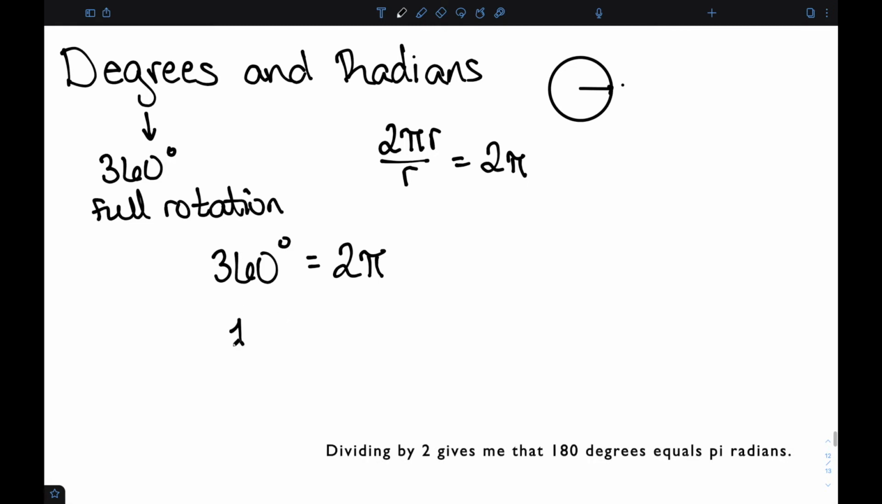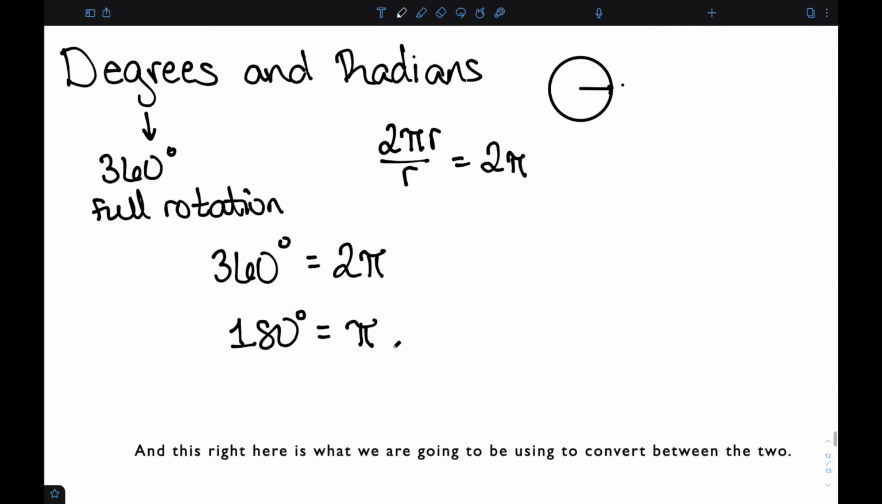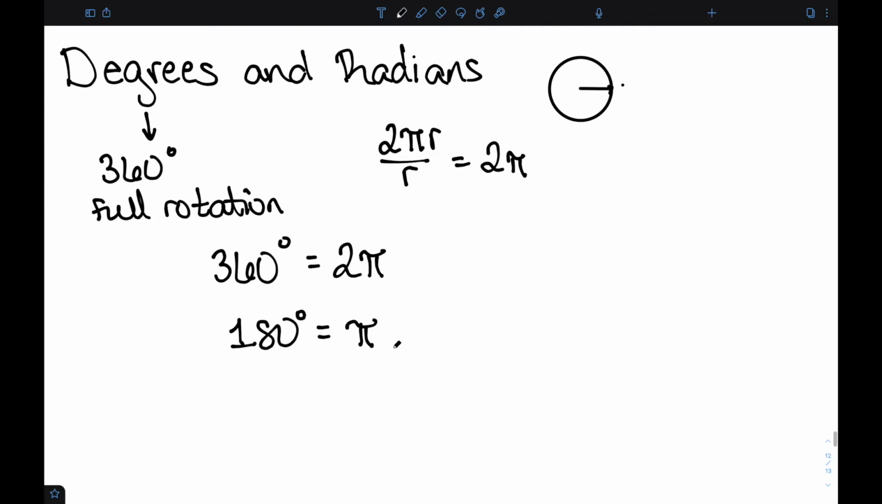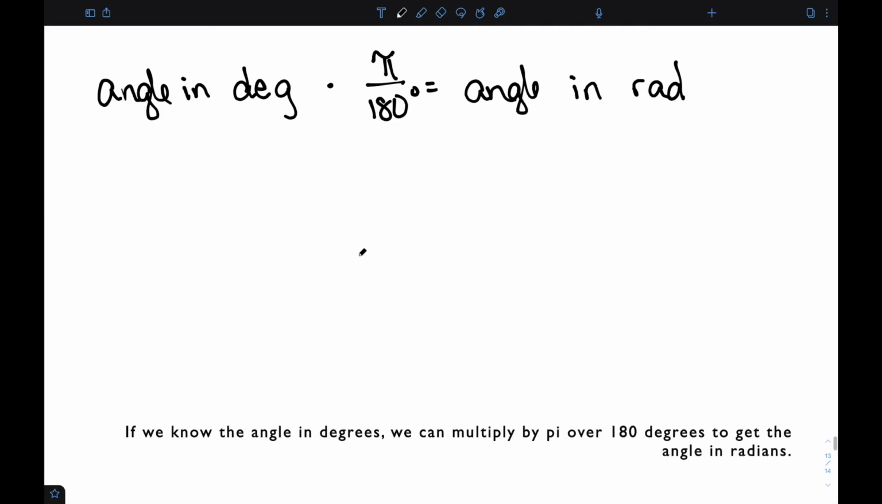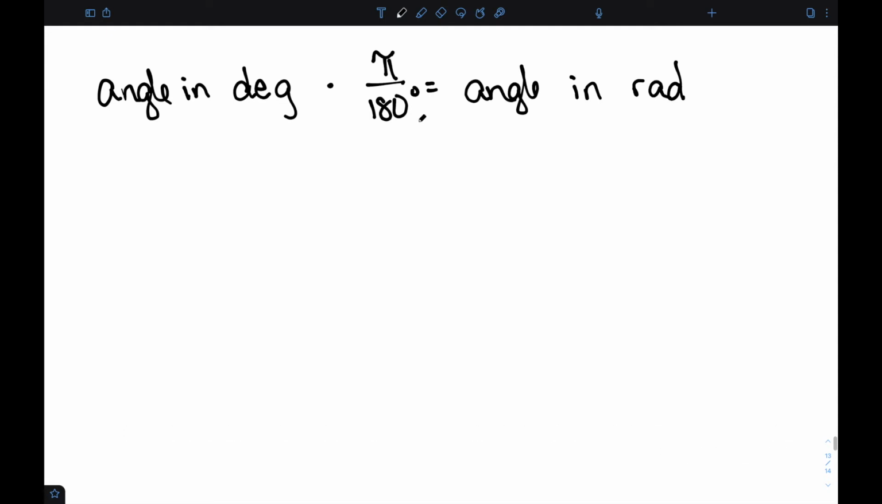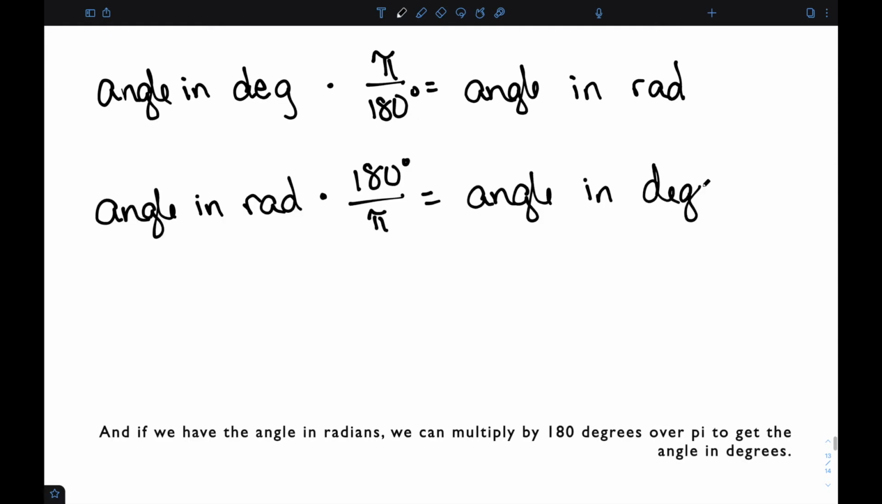Dividing both sides by 2 gives me that 180 degrees is equal to pi radians. And this right here is what we're going to be using to convert between the two. If we know the angle in degrees, we can multiply by pi over 180 degrees to get the angle in radians. And if we have the angle in radians, we can multiply by 180 degrees over pi to get the angle in degrees.